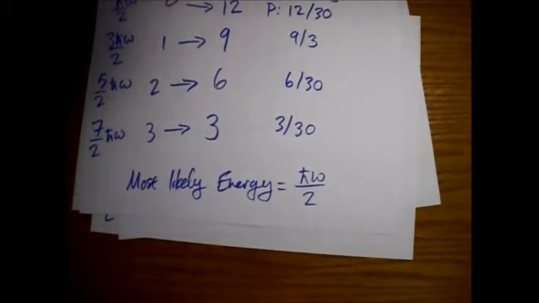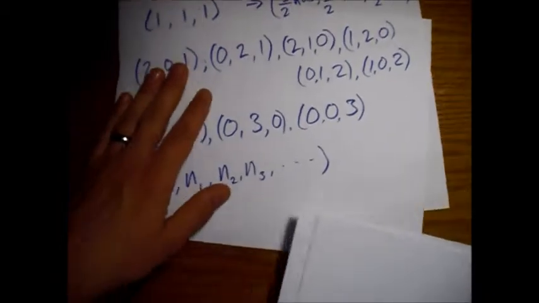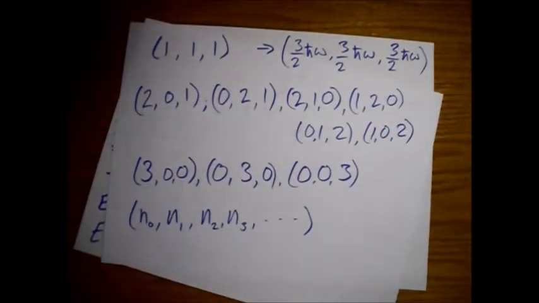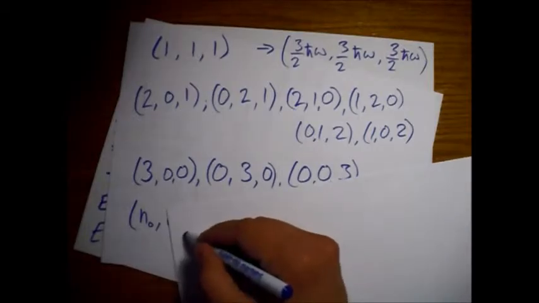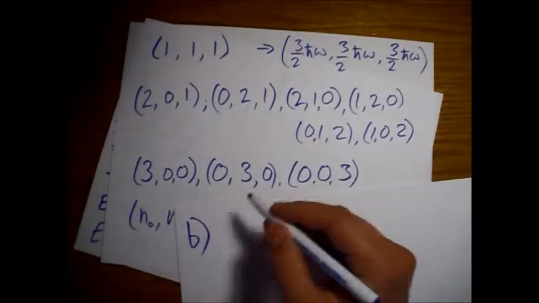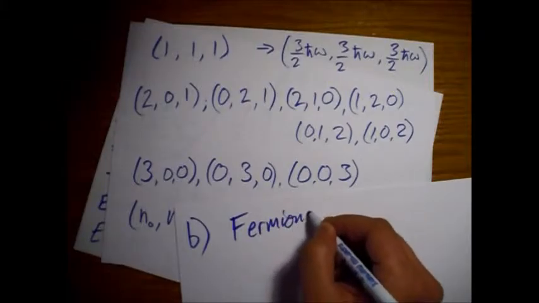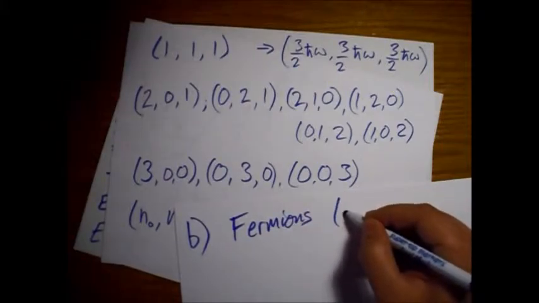All right, so now let's look at the case of identical fermions. So we're on to part B. We're going to be ignoring spin. So all we have to do is, let's just come back to where we wrote these states, and let's just see how this would be different for fermions, okay? So part B, fermions. Ignore spin.